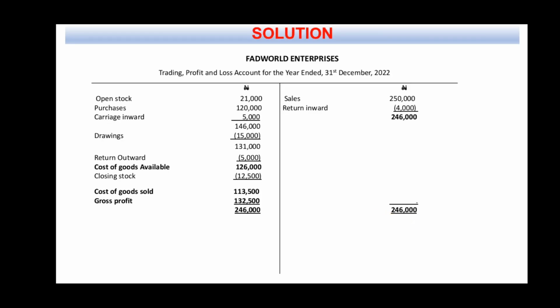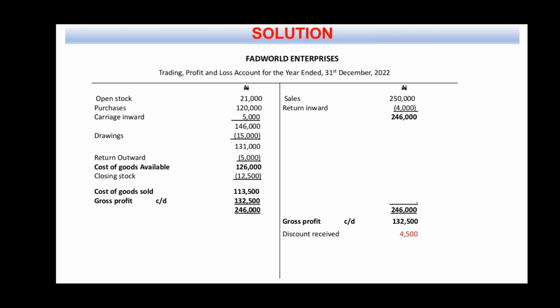So back to our T format, the same thing happened. We have our gross profit, remember. So at that side, that will be gross profit carried down. We now bring the gross profit down to the credit side of the account as gross profit brought down, which is 132,500. Then we had discount received, which will be credited to trading profit and loss account.